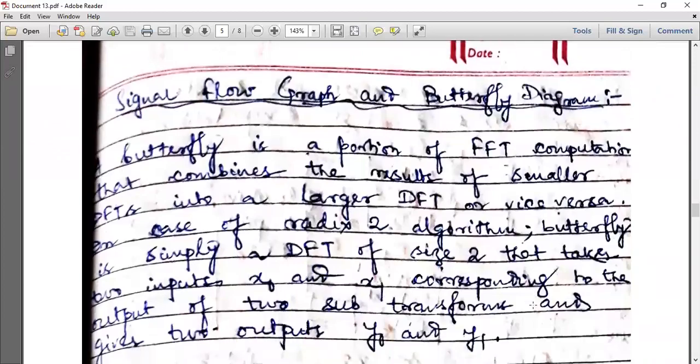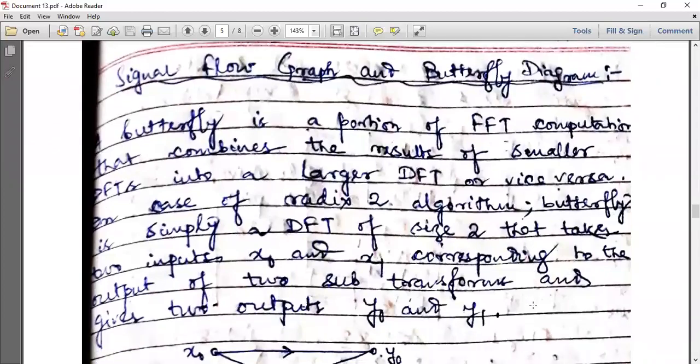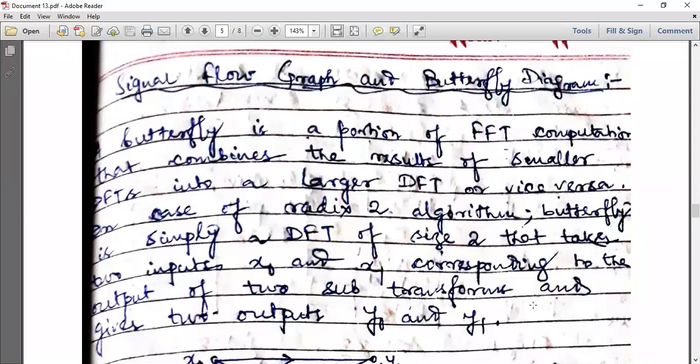Now, a totally new thing, but very interesting and very easy. So try to understand. Signal flow graph. You have heard this term in control system already in the previous semester. But here also it is somewhat same, but you have to know a different thing like butterfly diagram. What is this butterfly? You all know it's an animal basically. It's an insect. So about butterfly diagram, let me tell you a brief introduction of it.